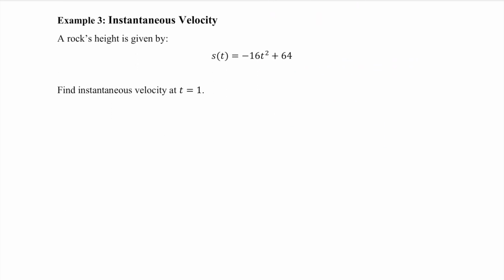Now, let's look at an example. A rock's height is given by s of t equals negative 16t squared plus 64. Here, s of t represents the height of the rock. t represents time. We want to find the instantaneous velocity at t equals 1, which is v of 1. v of 1 is the derivative of the position function at t equals 1, which is s prime of 1.